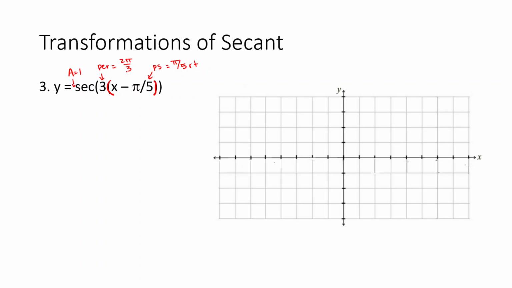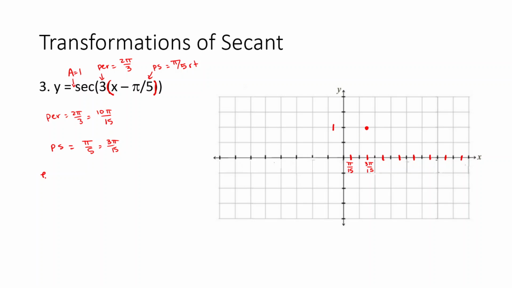Okay, now in order to do this problem, I need these to have a common denominator. So the period at 2 pi thirds is actually going to be 10 fifteenths. And the phase shift at pi fifths is actually going to be 3 fifteenths. Okay, so I'm going to do every other tick mark as a 15th. So 1, 2, 3 of those is my phase shift, and that's where I start at 1.